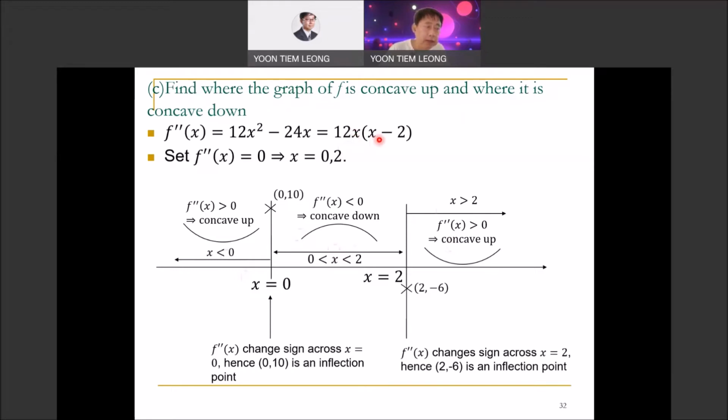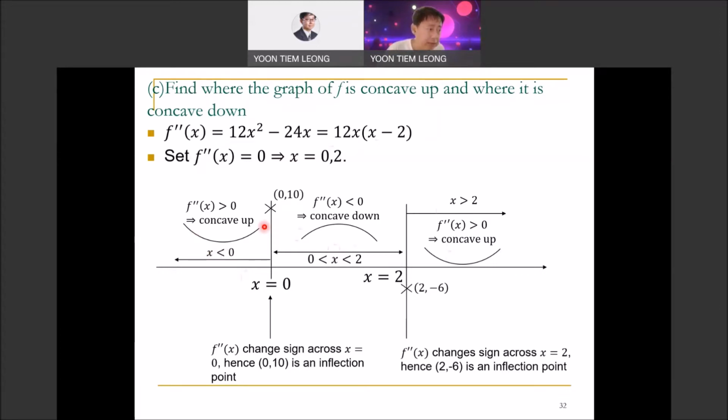So you have a negative factor 12x times a negative factor of x minus 2. Therefore, in this region f prime prime is simply a positive number. Therefore, you conclude that for x less than 0, the function has a positive concavity. The positive concavity should have a shape that looks like this. It's concave up, a bowl that is facing up.